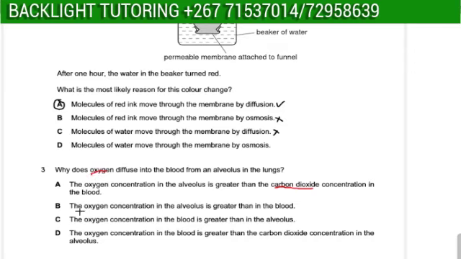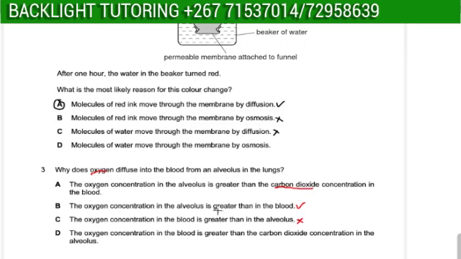Let's look at B. The oxygen concentration in the alveoli is greater than in the blood, right? Here they are just focusing on the oxygen, right? So the oxygen is great. And then we are looking at C. The oxygen concentration in the blood is greater than in the alveoli. That is incorrect, right?